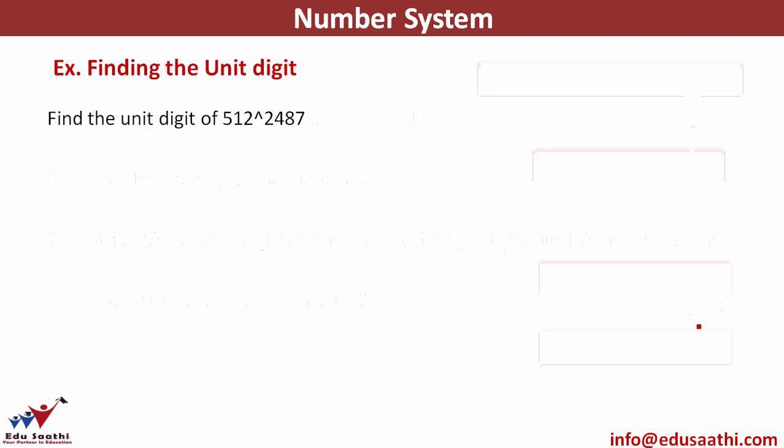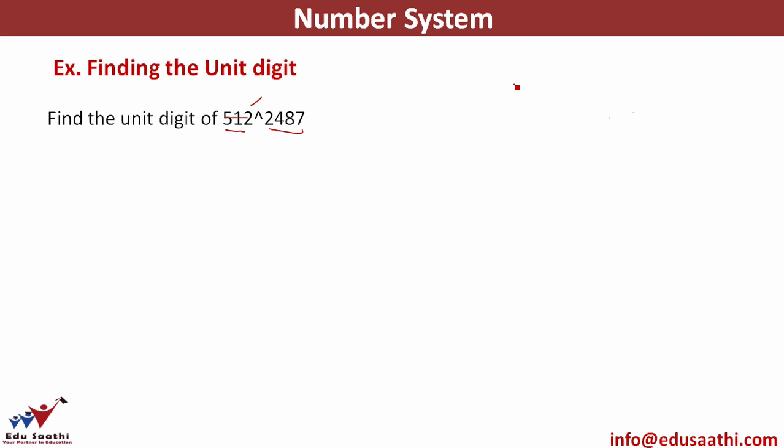Let's look at an example. The question is, find the unit digit of 512 raised to power 2487. So the first step is look at the unit digit. What is the unit digit? 2, right? And then look at the cyclicity of 2. What is the cyclicity of 2 that we have? The cyclicity of 2 that we have is 4.